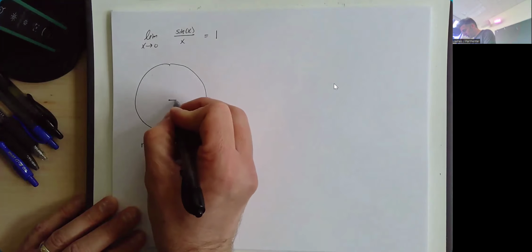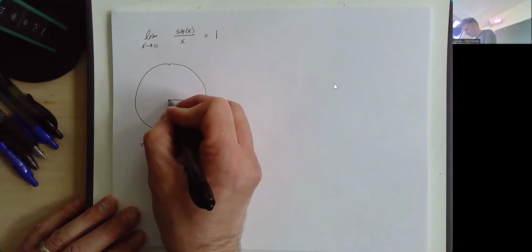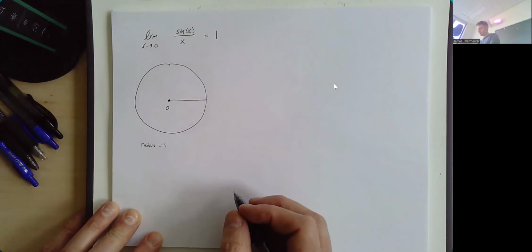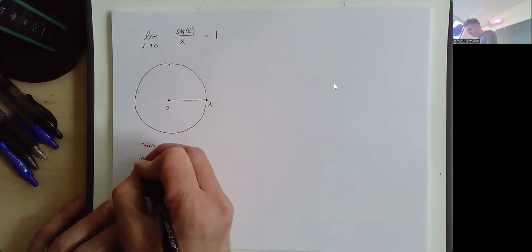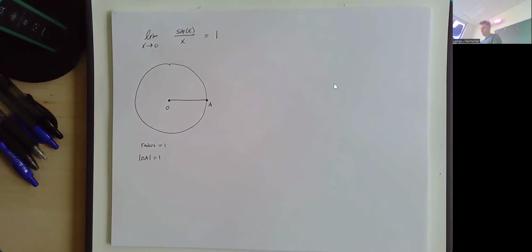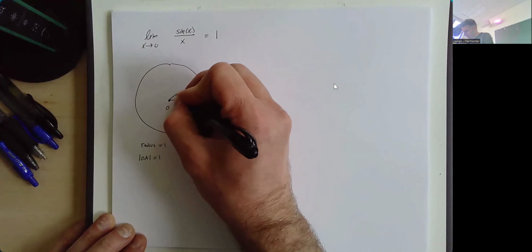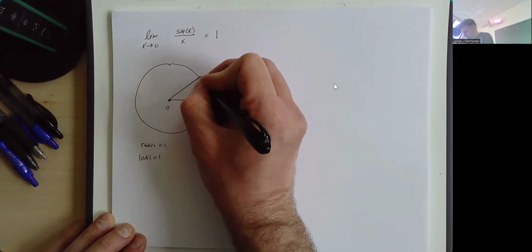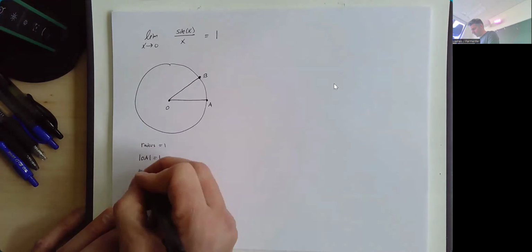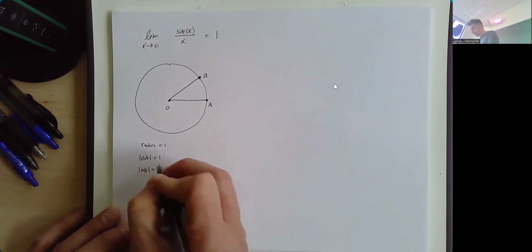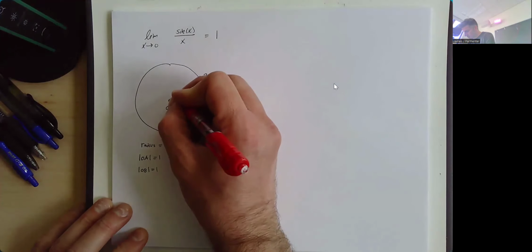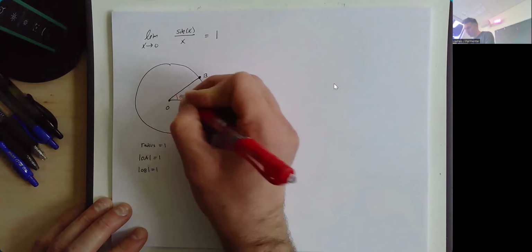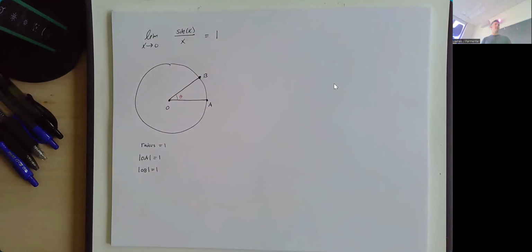I'm going to label some points here. Let's call the center of the circle O, like for the origin. We'll call this point over here A, and I'll point out the length of OA is equal to 1. I'm going to draw another point on the circle. Let's call that point B. I will also point out that the length of OB is 1. And then I usually like to use theta instead of x. Doesn't really matter what you use, but let's call this angle theta. That's usually the standard choice for an angle name if you've got to pick something.